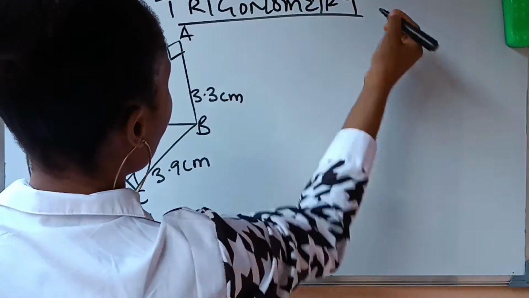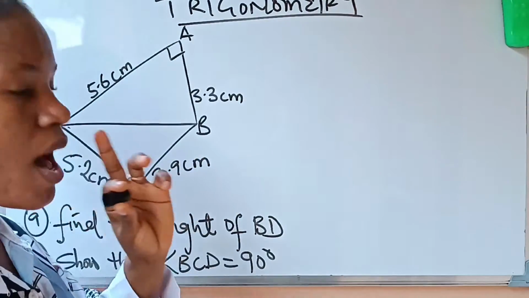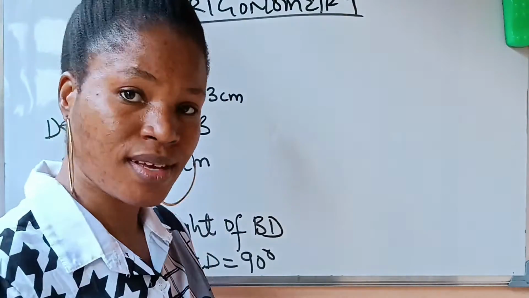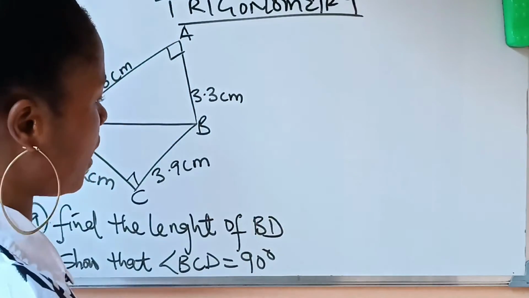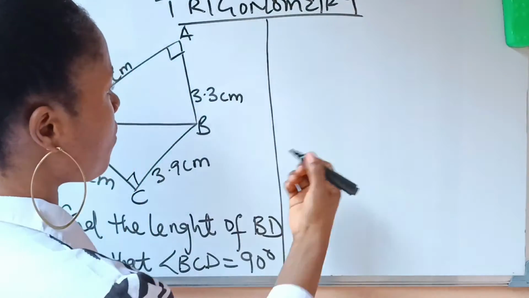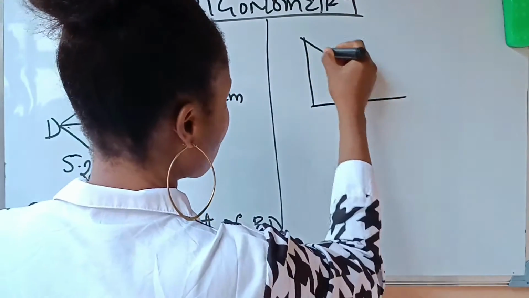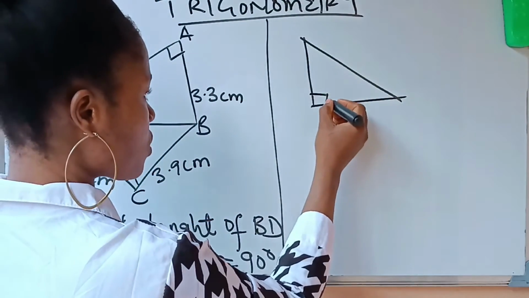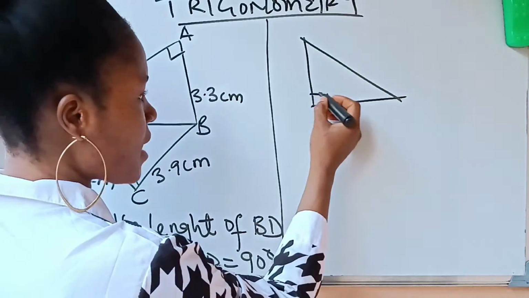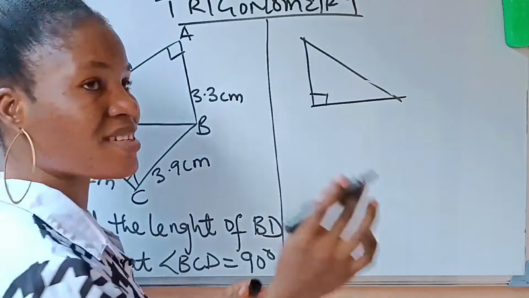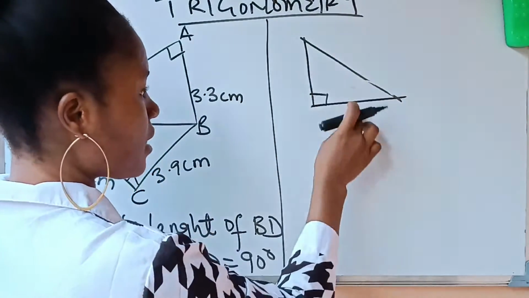Now, how do we find this? I want to introduce you to what is called Pythagoras theorem. So stay tuned and learn this. Pythagoras theorem states that when you have a right angled triangle, this is a right angled triangle, it has three sides.